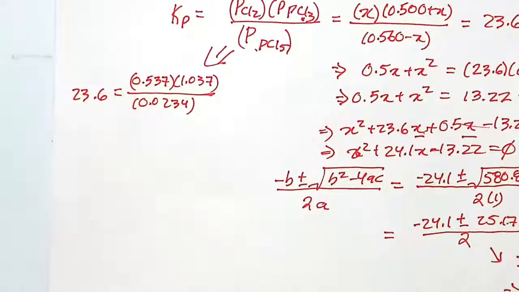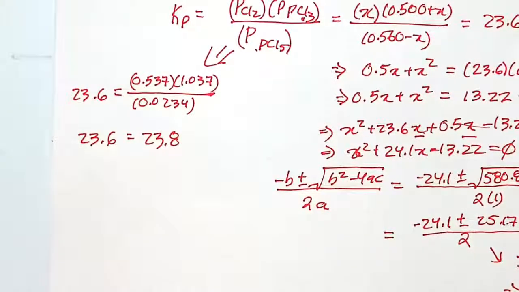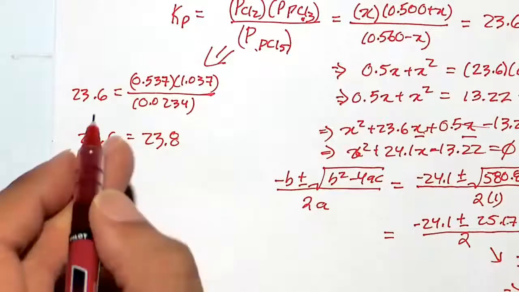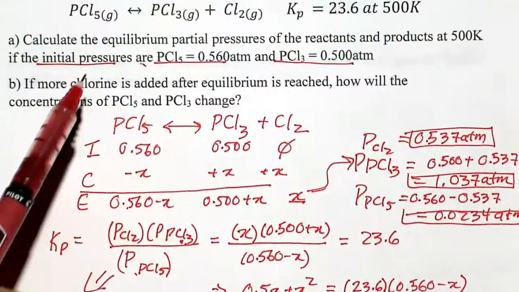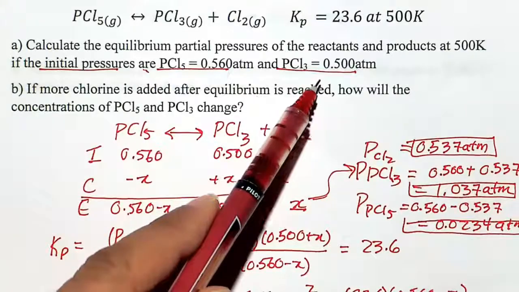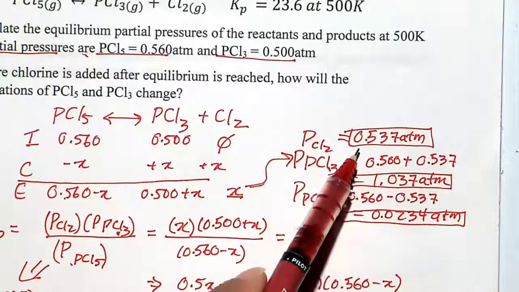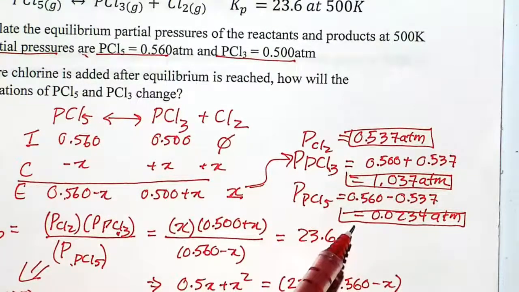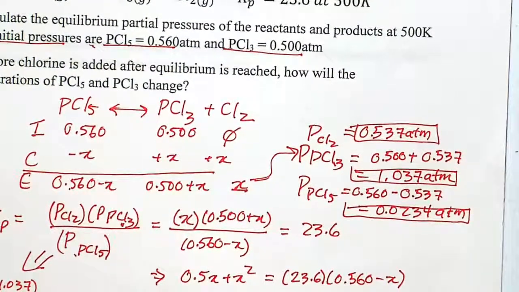Putting that in my calculator, I find a value of 23.79. The equilibrium expression value given to us in the problem is 23.6. That is good enough to be equal. I'm very confident that the pressures we calculated were indeed equilibrium pressures at the initial pressures of 0.560 for PCl5 and 0.50 for PCl3. So notice you start with this and you end with a little bit less PCl5 and a little bit more PCl3, because the reaction has shifted towards the right, towards the product side.